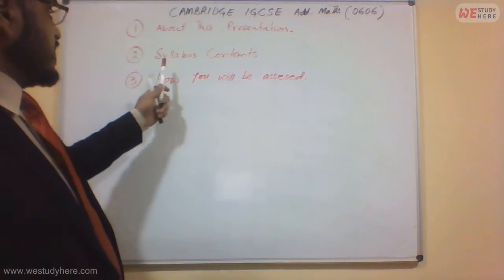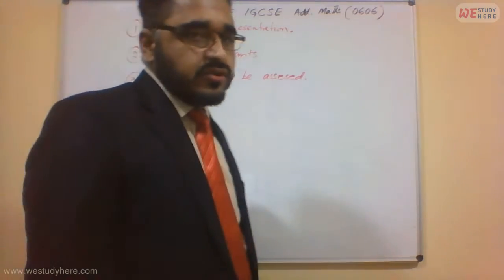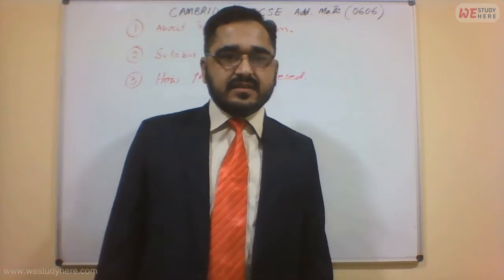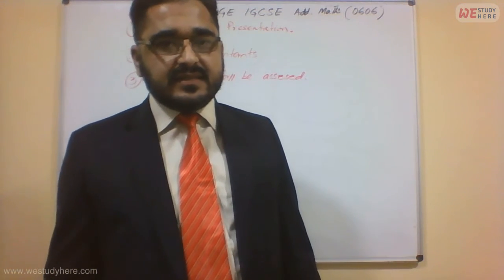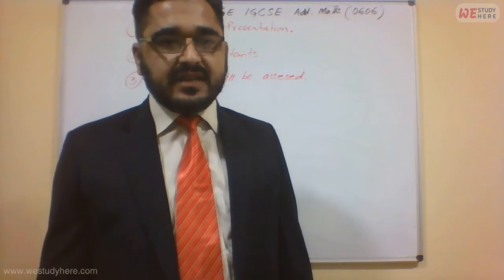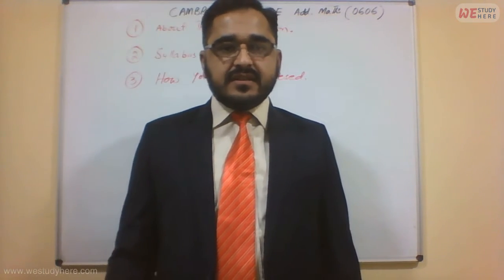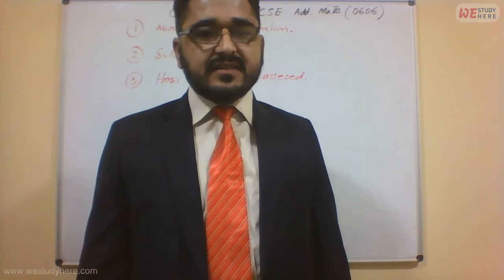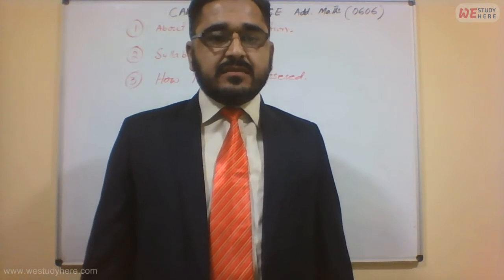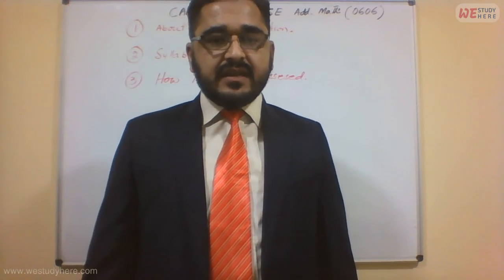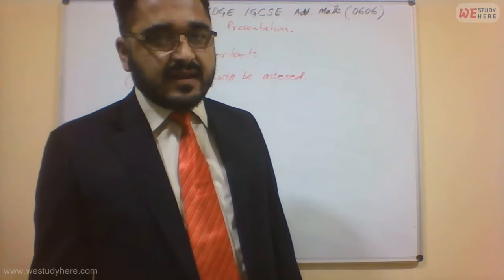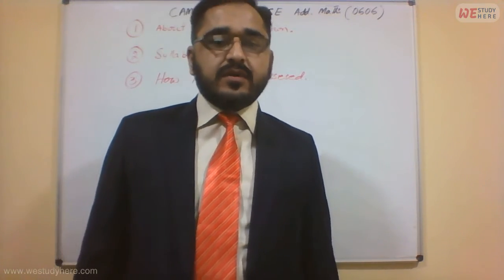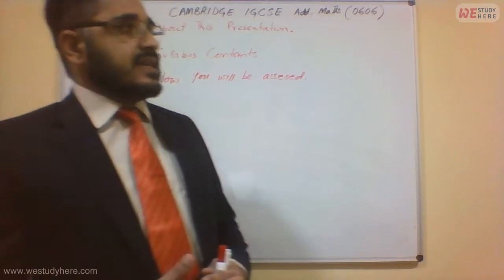Then in section 2, syllabus contents. Total 14 chapters are here in this syllabus 0606. Our first topic here is functions, then second one is quadratic functions, number 3 is equations, inequalities and graphs, number 4 is indices and surds, number 5 is factors and polynomials, number 6 is simultaneous equations, number 7 is logarithmic and exponential functions, number 8 is straight line graphs, number 9 is circular measure, number 10 is trigonometry, number 11 is permutation and combination, number 12 is series.